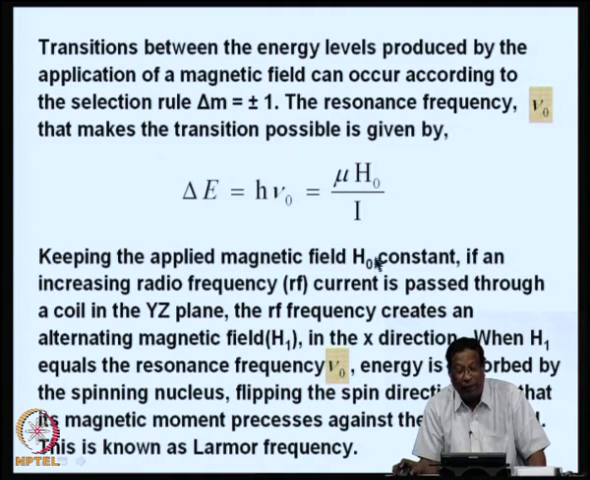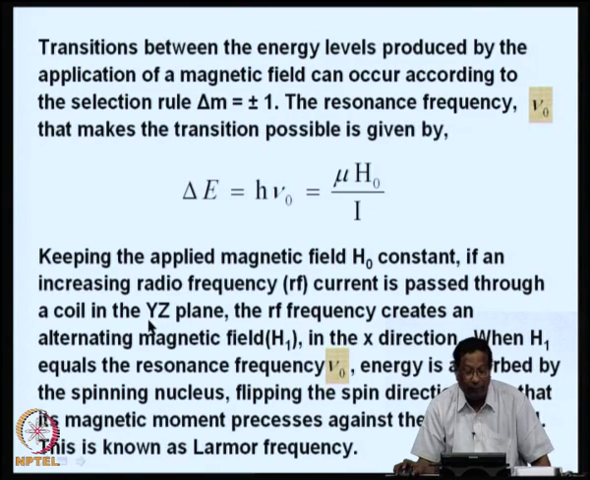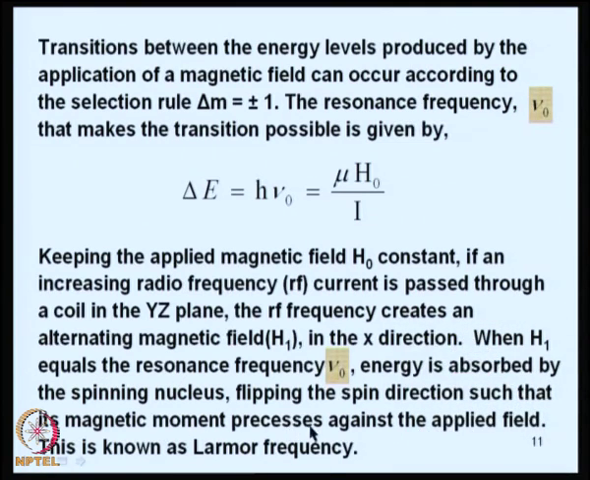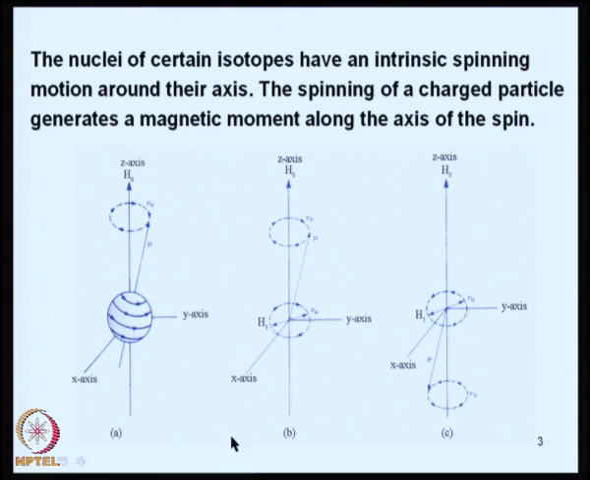So, keeping the magnetic field H0 constant, if an increasing radio frequency is passed through a coil in the YZ plane, the RF creates an alternating field in the x direction. When H1 equals the resonance frequency ν0, the energy is absorbed by the spinning nucleus, flipping the spin direction such that its magnetic moment precesses against the applied field. This is known as Larmor's frequency. This I have shown you in the first slide.